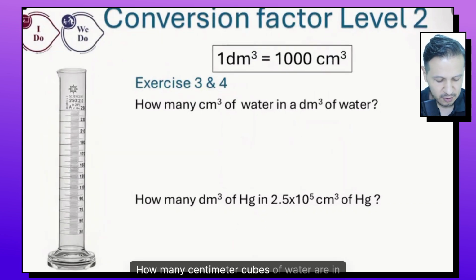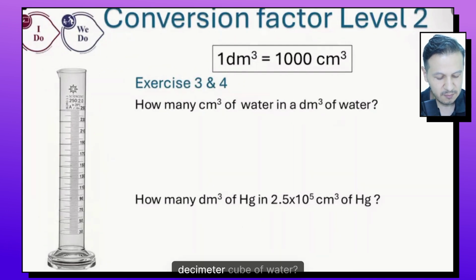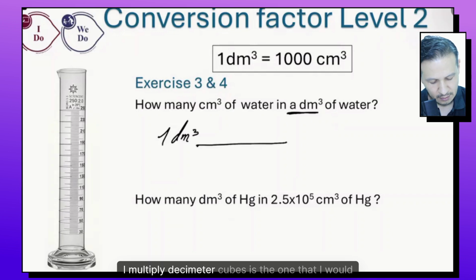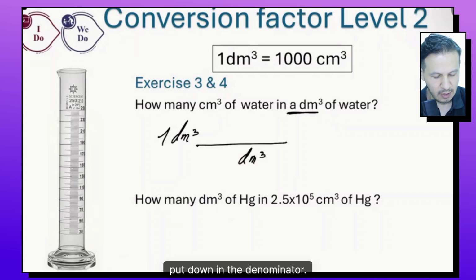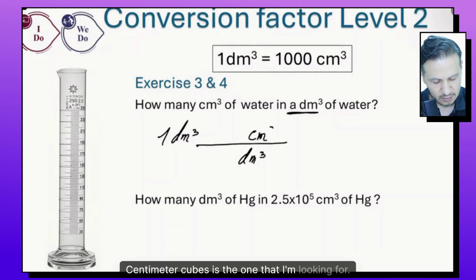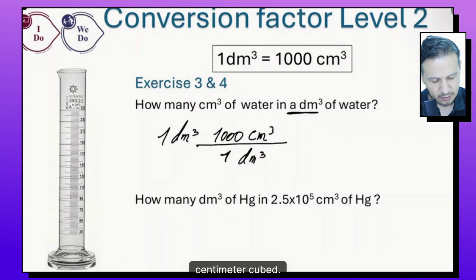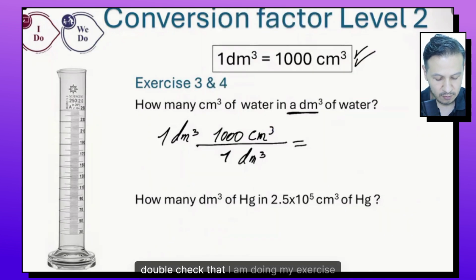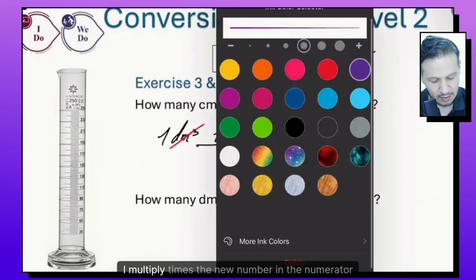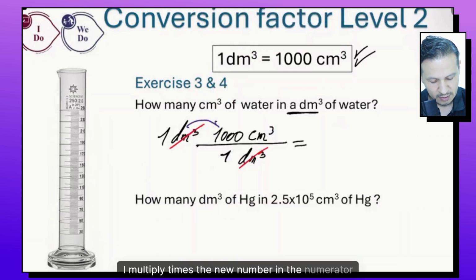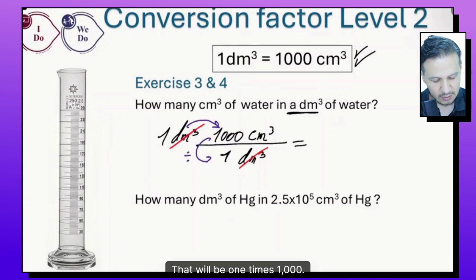How many centimeter cubes of water are in a decimeter cube of water? So 1 decimeter cube of water is the given. I multiply. Decimeter cubes is the one that I will put down in the denominator. Centimeter cubes is the one that I'm looking for. 1 decimeter cube equals 1000 centimeter cubes, because this is the unit that I have here. I cancel the units to double check that I am doing my exercise correctly. I multiply times the new number in the numerator and divide by the number in the denominator. That would be 1 times 1000 centimeter cubes. Pretty easy in that case.